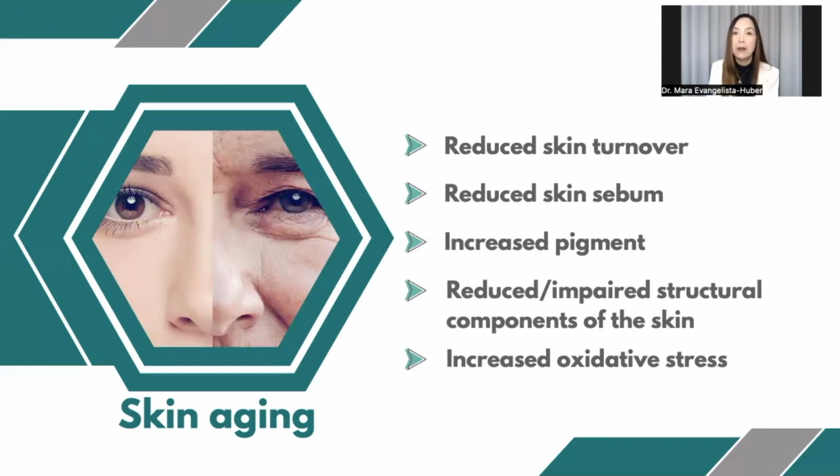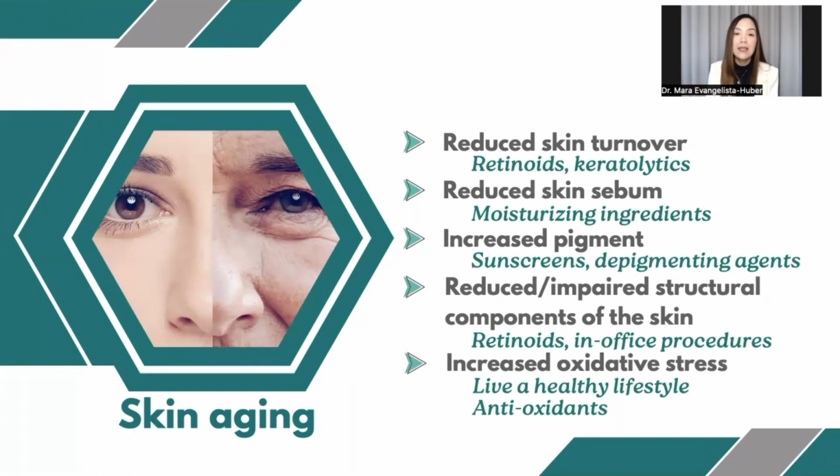There is a reduction or impairment in the structural components of the skin, such as collagen and elastin, and this can lead to wrinkles, sagging. There's also increased oxidative stress, and this is why combination therapy is best for skin aging, so that you can attack on all sides.